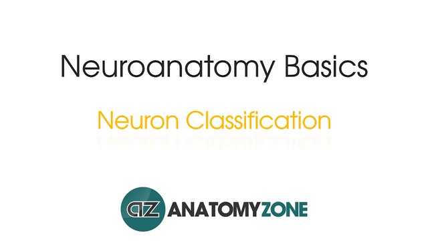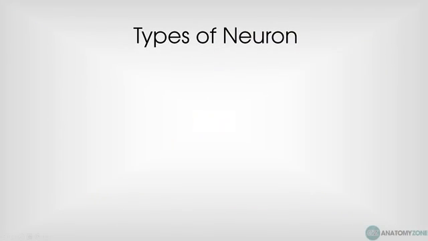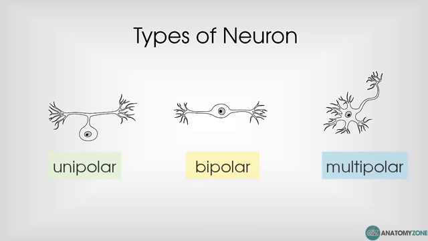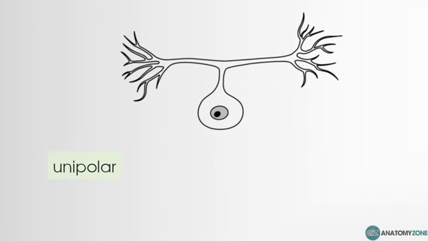And in this short tutorial we'll take a look at the different types of neurons. So you've got three main different classifications of neurons. You've got unipolar neurons, you've got bipolar neurons, and multipolar neurons. We'll begin by taking a look at the unipolar neuron.